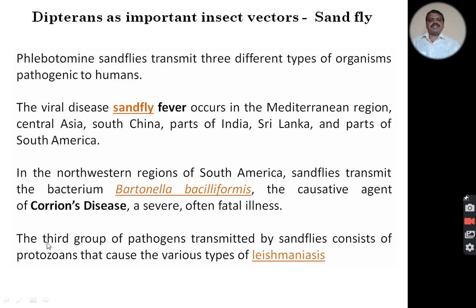The third group of pathogens transmitted by sandflies consists of the protozoan pathogens that cause various types of leishmaniasis.